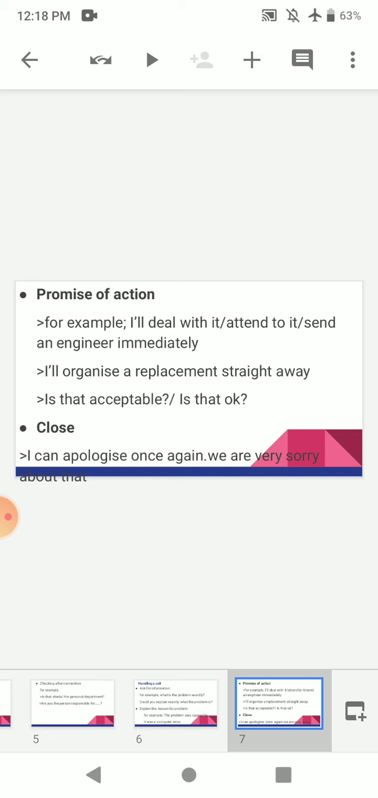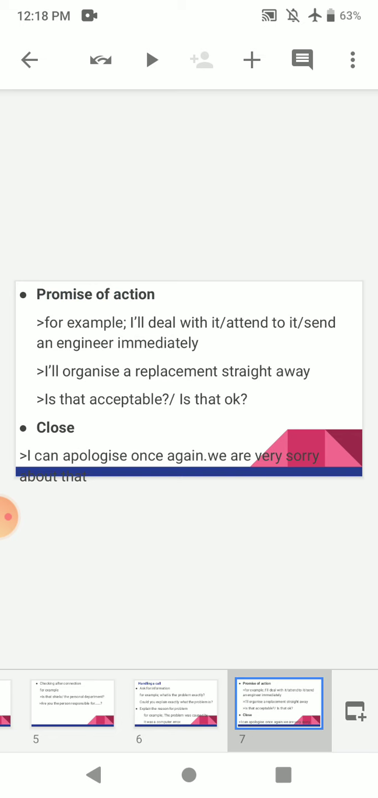Or if it is something like you bought a washing machine or refrigerator, and there is a complaint, suppose it's not working or something like that, then you will say, I will organize a replacement or something like that.